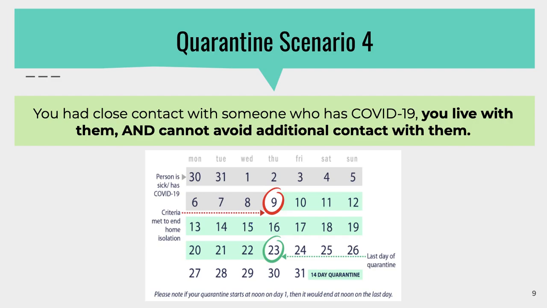So if you look at the graph, we have a person who is sick with COVID-19. They start their isolation on the 30th, and it goes through the 9th. And then that is when you would begin your quarantine, and you would quarantine for 14 days. So that would be to the green circle, or the 23rd.